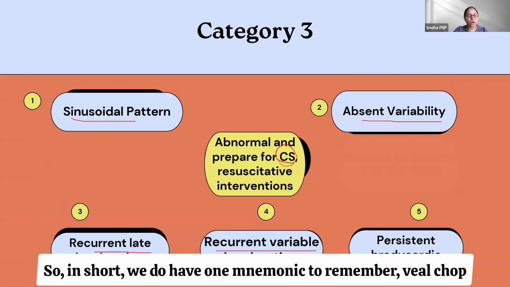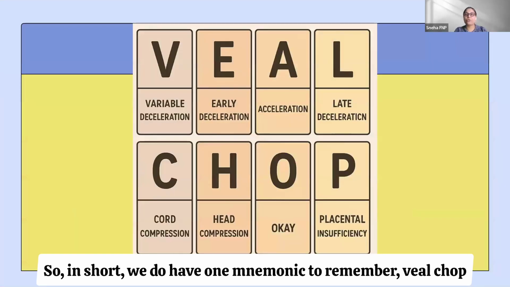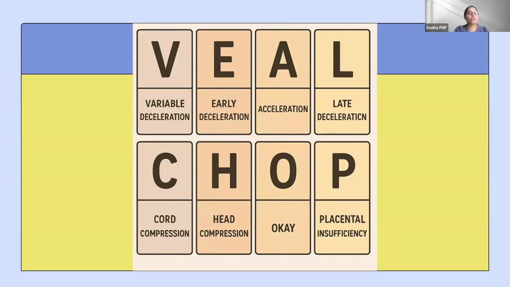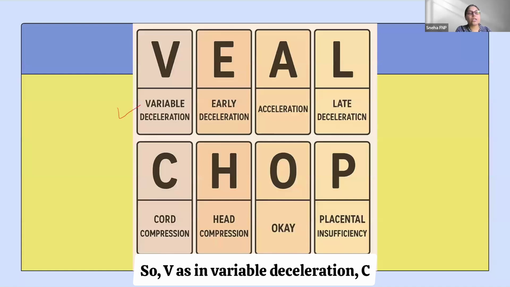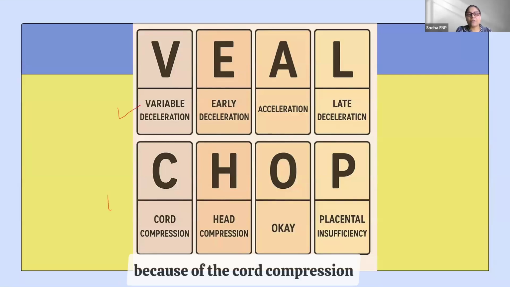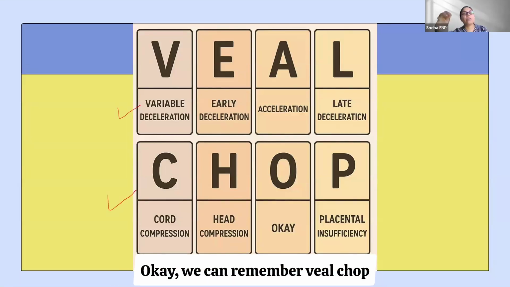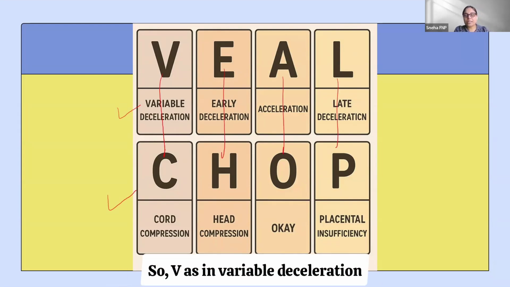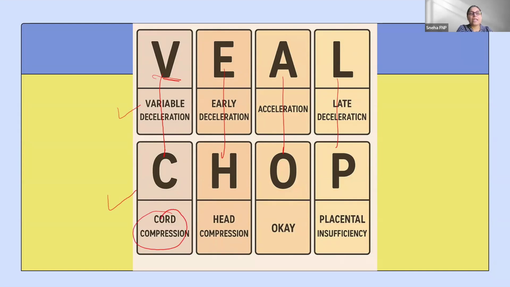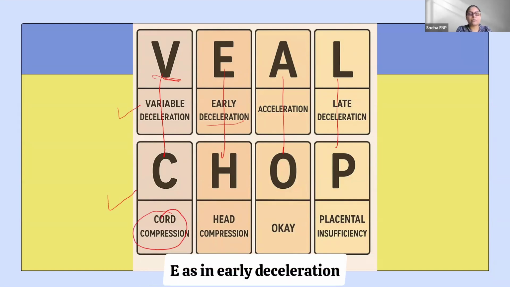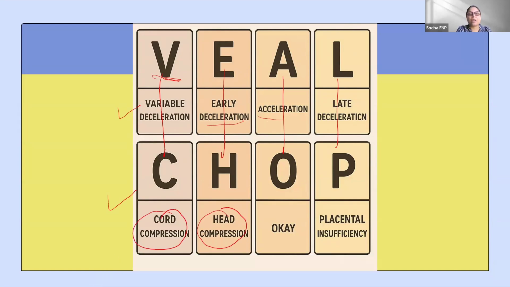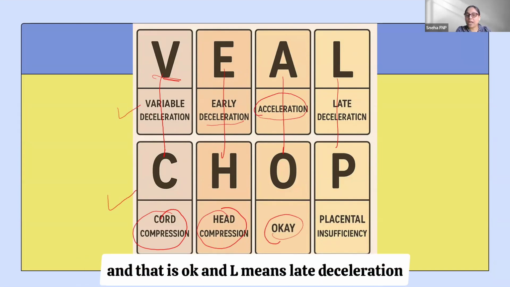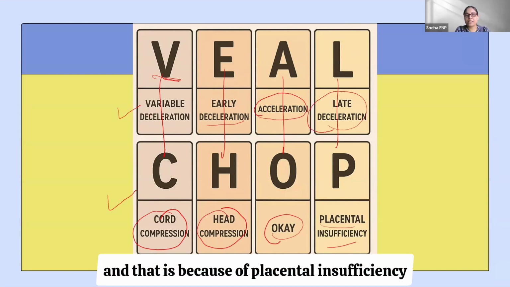Okay, so in short, we do have one mnemonic to remember, VEAL CHOP. So V as in variable deceleration, C, and that occurs because of the cord compression. Okay, we can remember VEAL CHOP and these are associated with this. E as in early deceleration, that is because of head compression. A means acceleration and that is okay, and L means late deceleration and that is because of placental insufficiency.